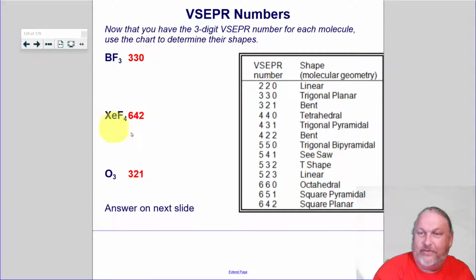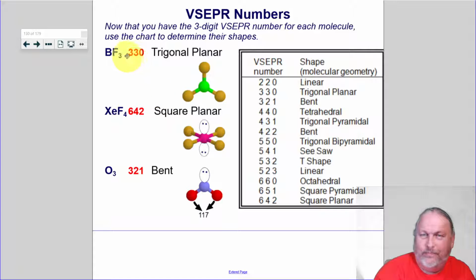We can look at it, and 330, that's going to be trigonal planar. So once you draw that Lewis diagram, and you're able to count the bonded pairs and the lone pairs, you can get the number and figure out what the shape actually is. Like xenon tetrafluoride, that's going to be 642, square planar. That's the molecular geometry shape. BF3, that's the trigonal planar. Xenon tetrafluoride, the molecular geometry would be a square planar. We'll talk about the molecular geometry in a bit.